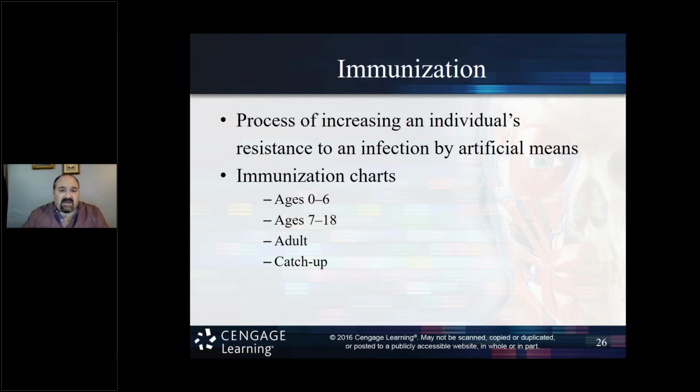Immunization is a process of increasing an individual's resistance to an infection by artificial means, right? So again, we're talking about active artificial immunity, because it's an artificial means that we're given this injection, and then our body will actively be involved in creating an immune response to whatever we've been injected with, okay?